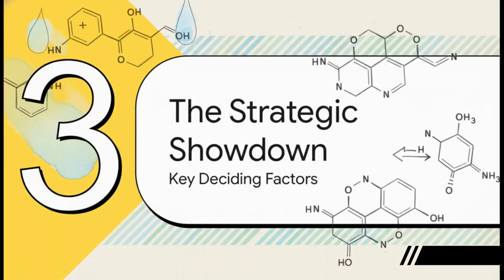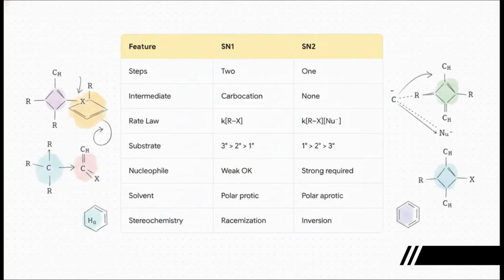Okay, it's time for the main event. Let's put SN1 and SN2 head-to-head in a strategic showdown. This next slide, this is your ultimate cheat sheet. This is how you'll decide which mechanism is happening in almost any question they throw at you. Look at this table. It's pure gold.